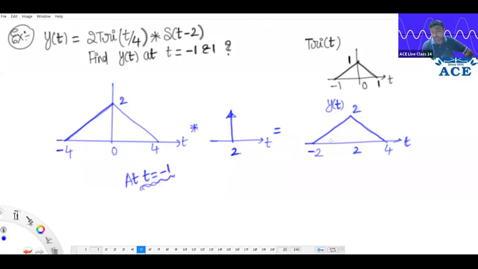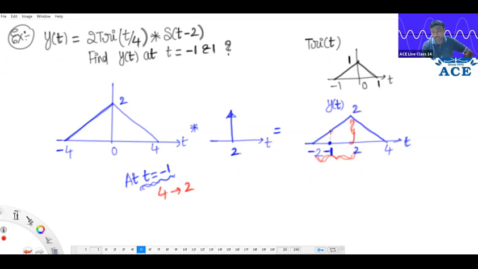How to check the answer at -1? Everyone carefully observe the screen. -2 to 2 means 4 units width. What is the equivalent height? For 4 units width, the equivalent height is 2.